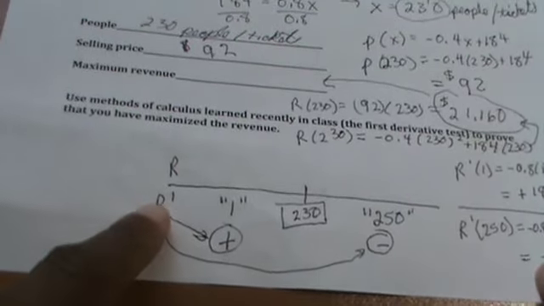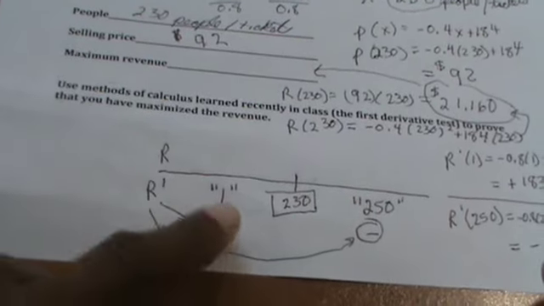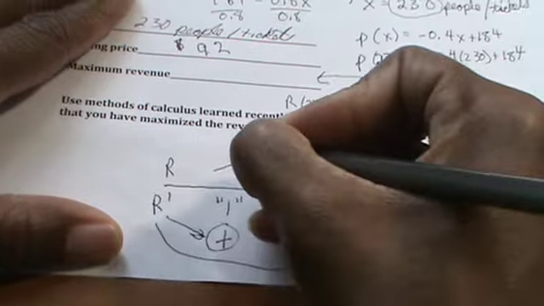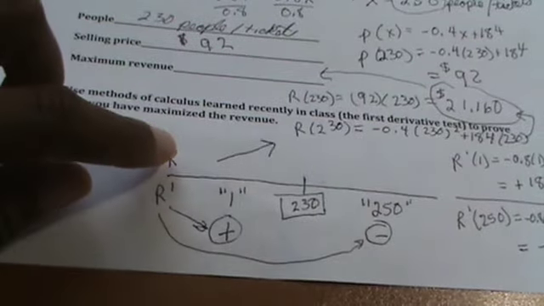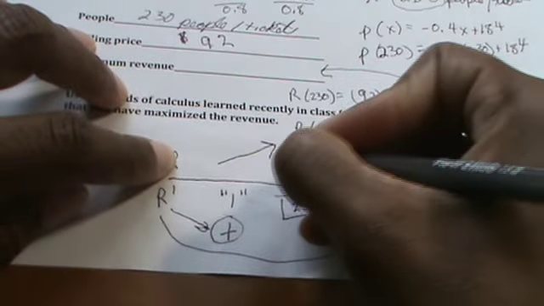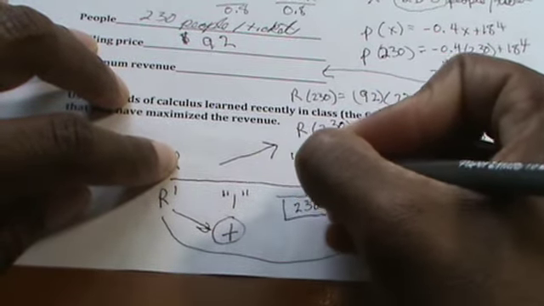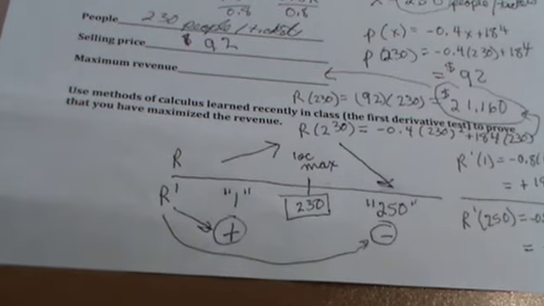Let me go over here. If my derivative is positive, my slope of my tangent line is positive, means my function R is increasing. If my derivative is negative, my slope of my tangent line is negative, it means my original function is decreasing, which means I'm looking at a local maximum right at x equals 230. And that's all of it.